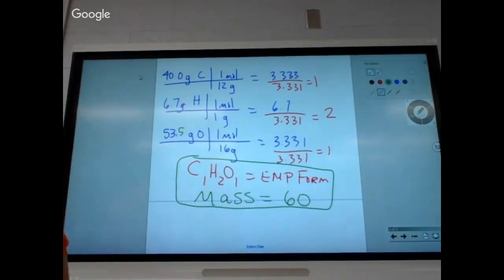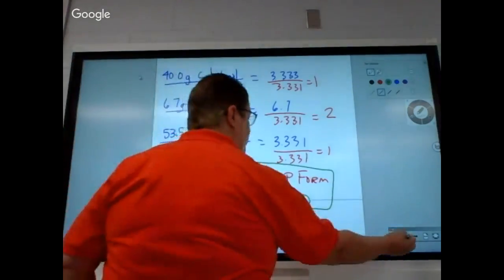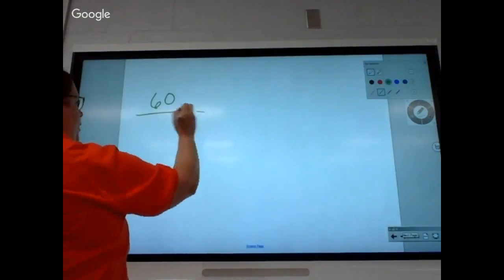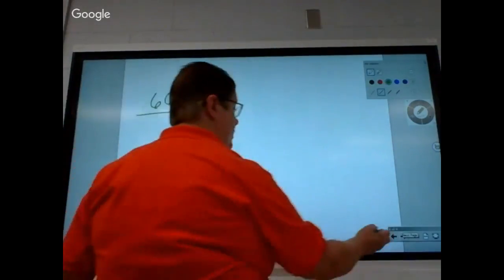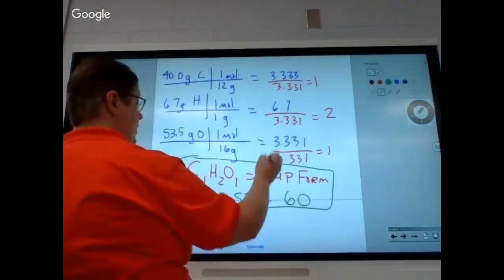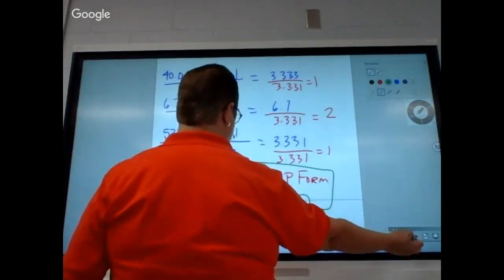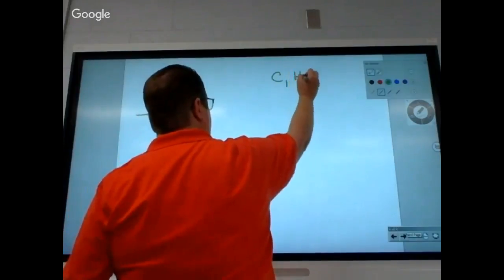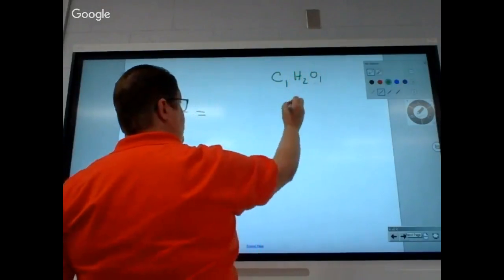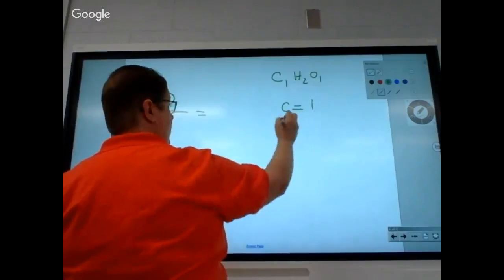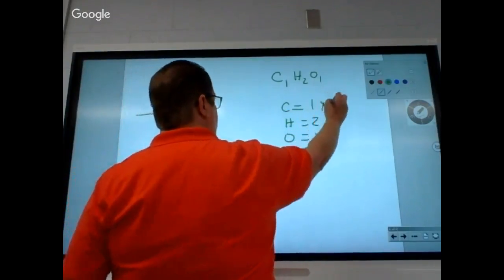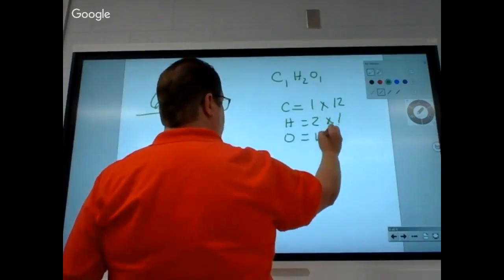Okay. All right. So now I'm going to take my mass that's given, my 60, and I have to divide by what I add up. Well, the only thing I have is my empirical formula, which was C1H2O1. So how many C's do I have? How many H's? How many O's? So times 12, times 1, times 16.